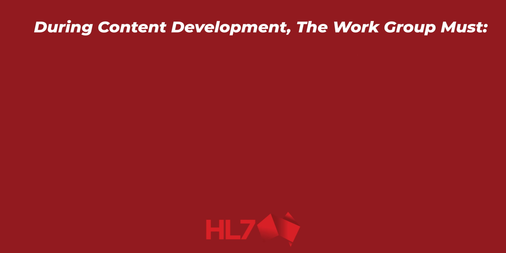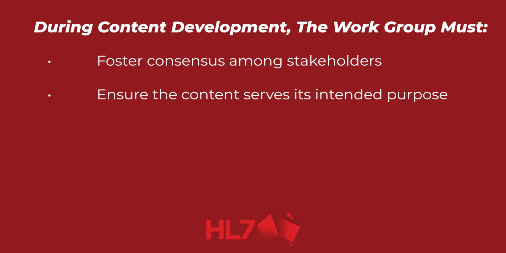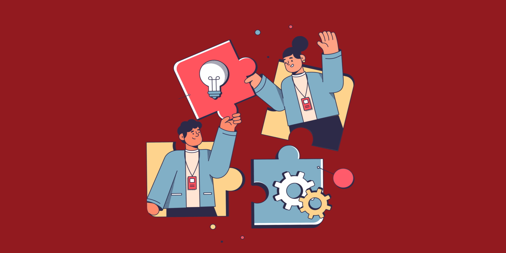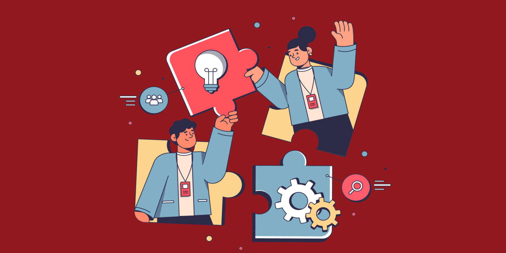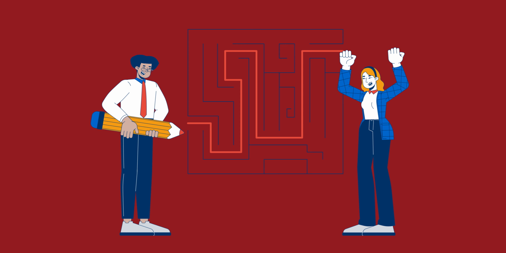During content development, the Workgroup must foster consensus among stakeholders, ensure the content serves its intended purpose, verify that the content can be implemented, build an implementer community, and plan for ongoing maintenance. It's crucial to understand that the most challenging aspect of standards development isn't creating technical artifacts, it's the human element. Building engagement, establishing shared understanding, fostering collaboration, and achieving compromise. Remember also that standards derive much of their power from how they work together. A comprehensive view of interoperability is fundamental to the HL7 standards process.